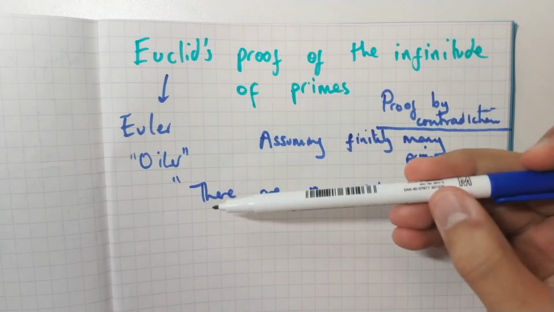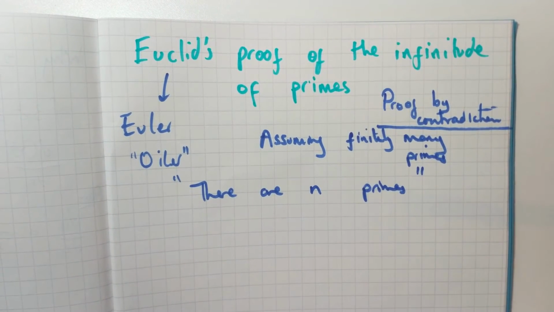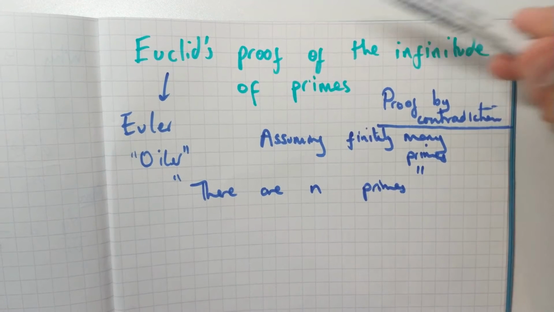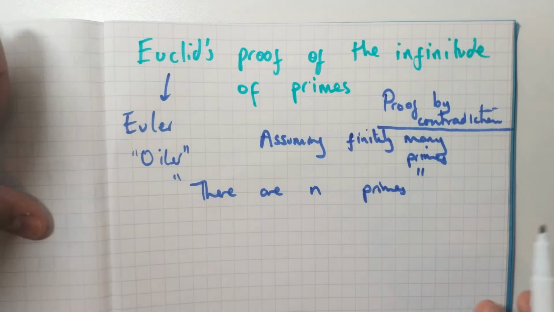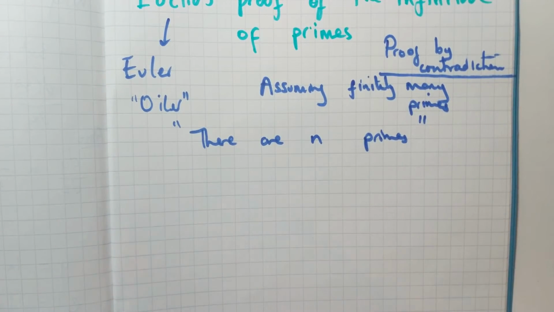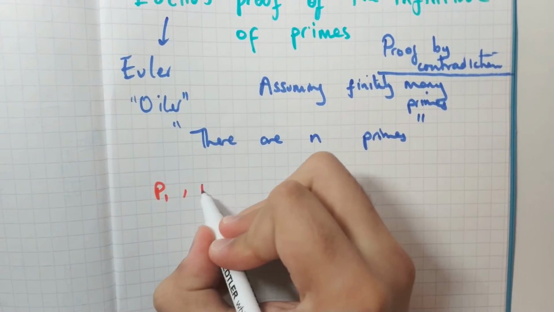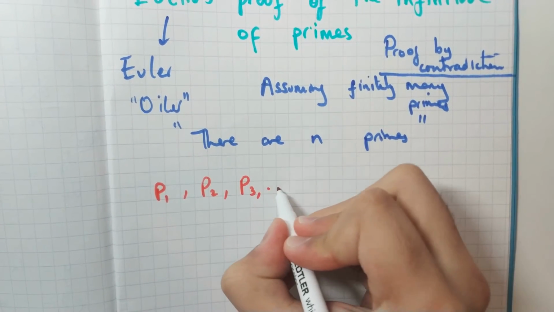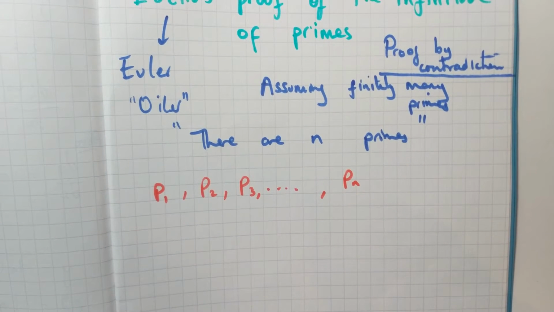We're going to start with this, do a few logical steps, and hopefully end up with some absolute rubbish, which will tell us that our initial assumption of there only being n primes, or a finite number of primes, must be false, and therefore there must be an infinite number of primes. That's how the proof's going to work. Let's give the primes names: the first one's P1, second one's P2, P3, all the way up to the nth prime, which we're going to call Pn.